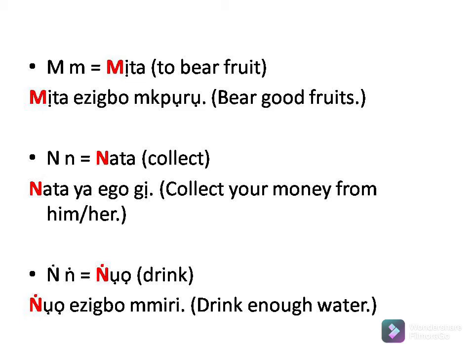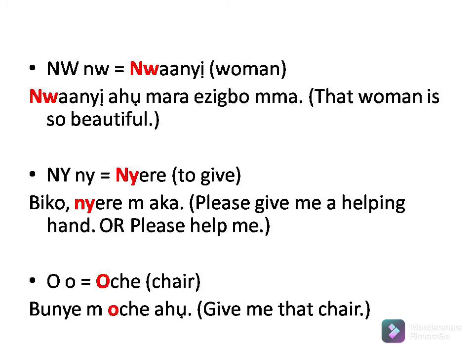It can also mean drink good water. Drink good water. Ngo ezigbo mmiri. Drink good water. On the next slide, we have nwe, and we can find it in a word like nwaanyị. Nwaanyị, which means woman.